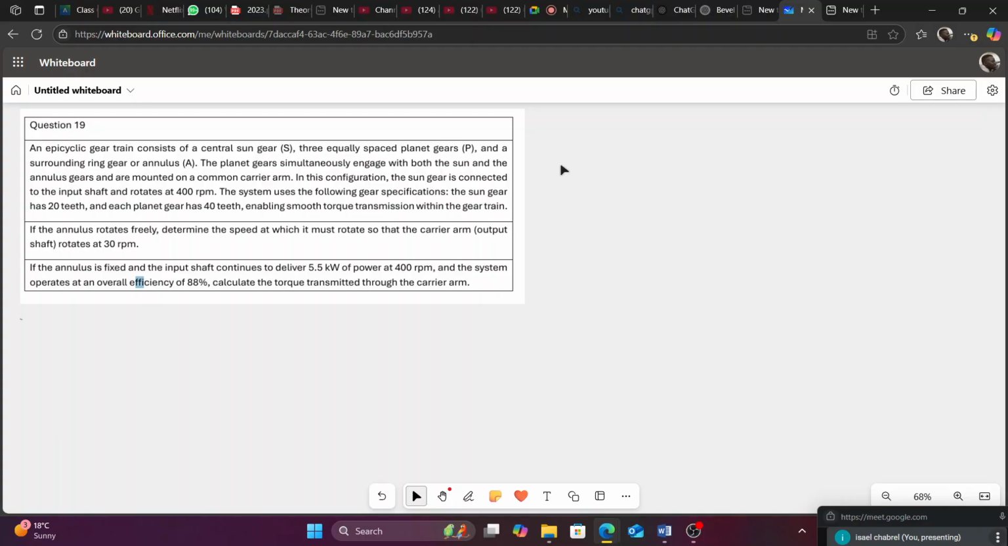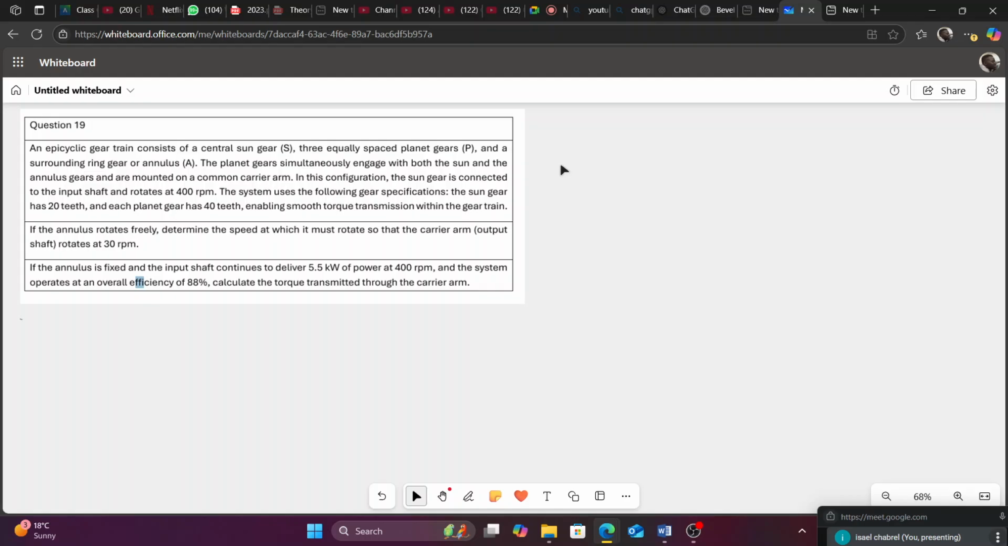Question 19 from the lecturer's notes. It says that an epicyclic gear train consists of a central sun gear S, three equally spaced planet gears P. This is basically something like what we did yesterday. They said, and the surrounding ring gear or annulus A. The planet gears simultaneously engage with both the sun and annulus gear and are mounted on a common carrier arm.